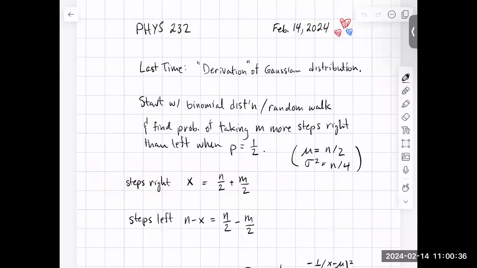So the question was, let's start with a binomial distribution, thinking about this random walk problem where we could step left or right. And we were going to ask, what is the probability of taking m extra steps to the right when the probability of any individual step being left or right is 1/2? We were going to take x steps to the right, which we define to be half the total steps plus half of the number of extra steps. And then the number of steps to the left would be n minus x, which would be half the total steps minus half of the extra steps to the right.